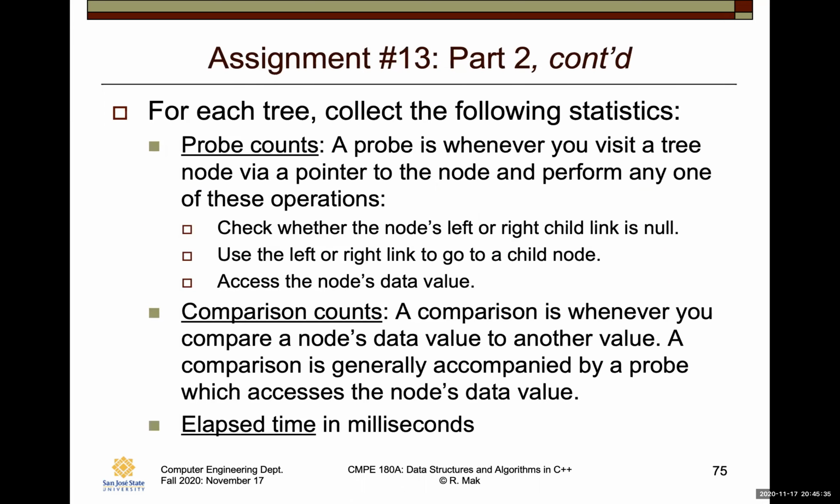Okay. Now, as you're doing these insertions, you're going to make a bunch of counts. You're going to count how many times a node in the tree has been probed. And a probe is whenever you visit the node. So you use a pointer to take you to a node, and you perform any of these operations: you check to see whether or not the node's left or right link is null, you use a left or right link to go to a child node, or you access the node's value. So any of these operations constitute a probe, and you're going to count how many probes you make.